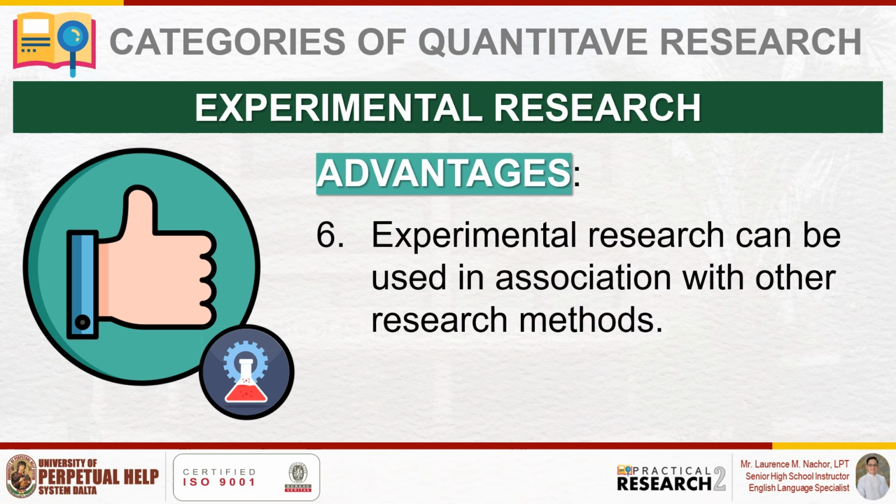Next, additionally, experimental research is highly flexible. So the number 6 advantage is all about flexibility. It can be used alongside other research methods such as surveys or correlational studies. These combinations allow researchers to gather both quantitative data from controlled experiments and broader contextual insights from other methods.